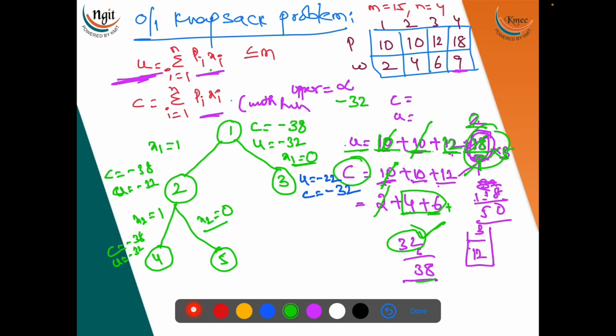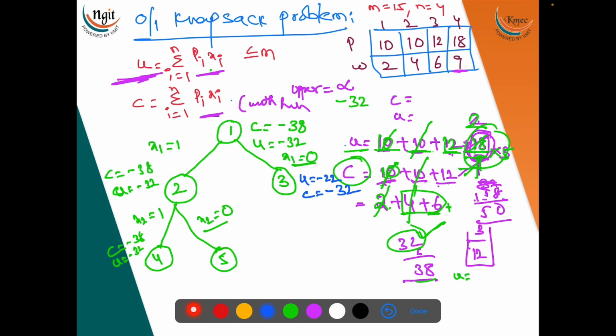10 plus 12 is 22. Now, how much weight can I still keep inside the bag? Let's see. This 10 is there, but this 10 is not there. So 10 plus 12 is 22. And come here. This 4 is not there. 2 plus 6 is there. 2 plus 6 is what? 8. Still how much weight can I use? 7. That means 18 by 7, for x2 equal to 0.